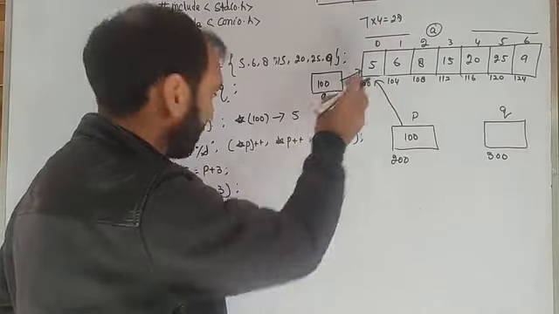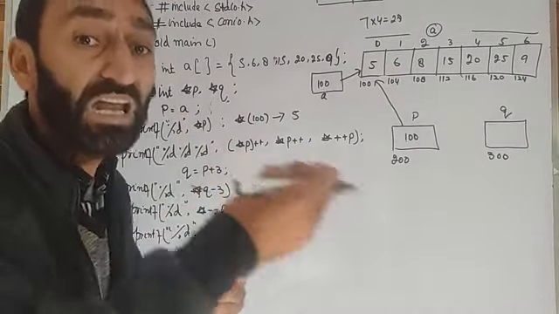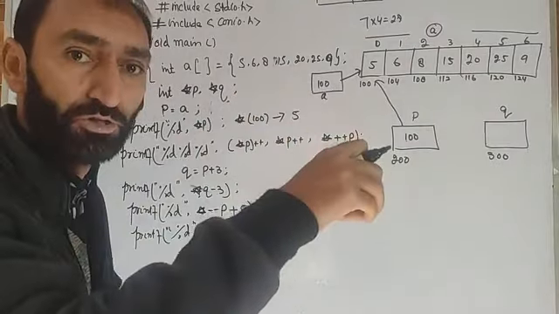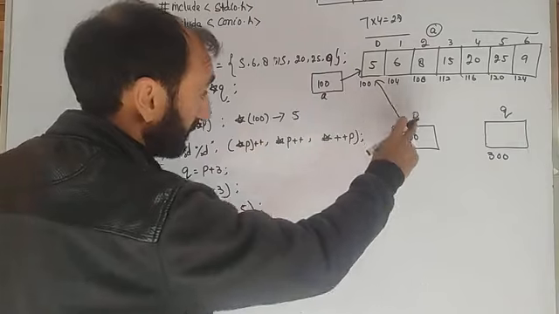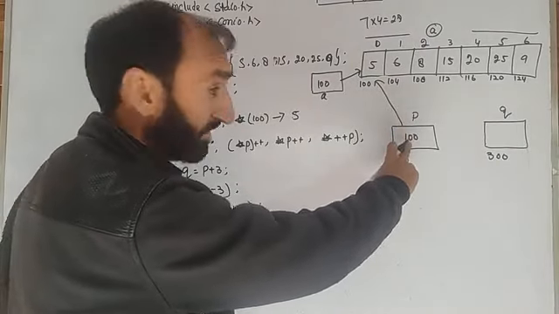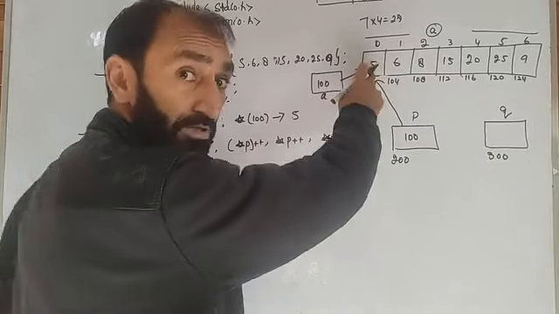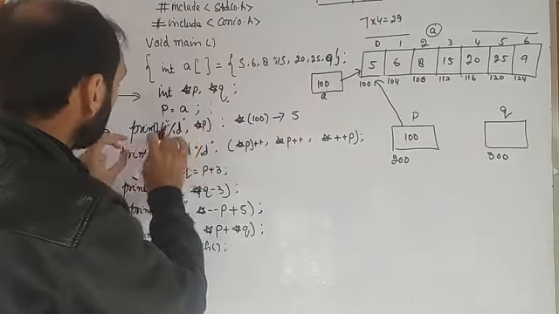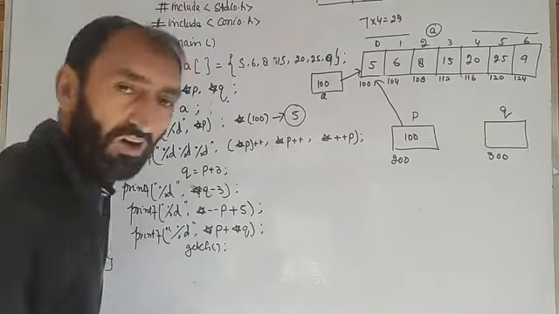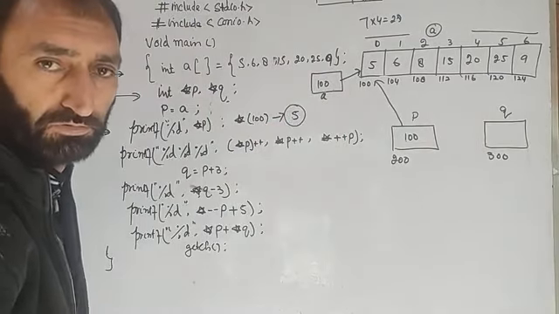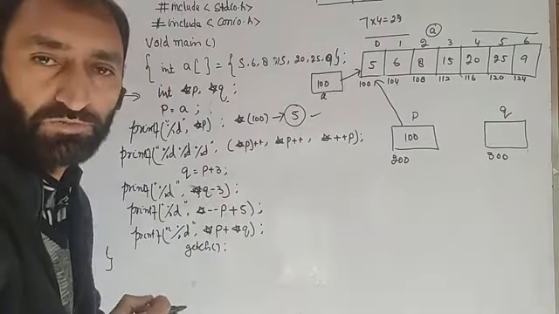Okay, are you getting it? You see, the indirection operator returns the value at the address. Here the address is P. P has the address 100. At 100, the value 5 is stored. That will get returned by this indirection operator. So here the output will be 5. Hope you have understood how this 5 has been returned.